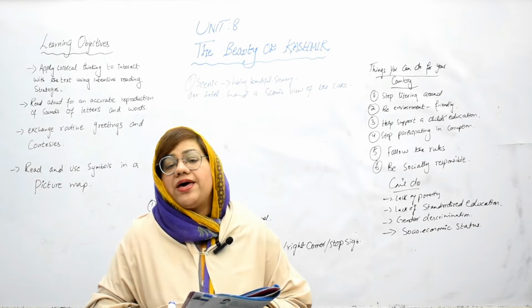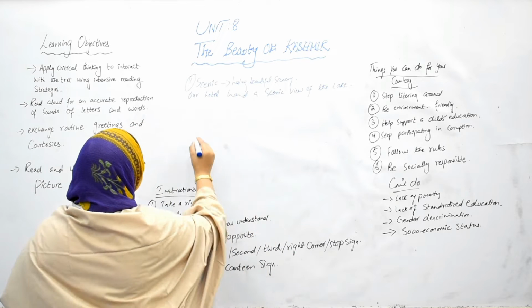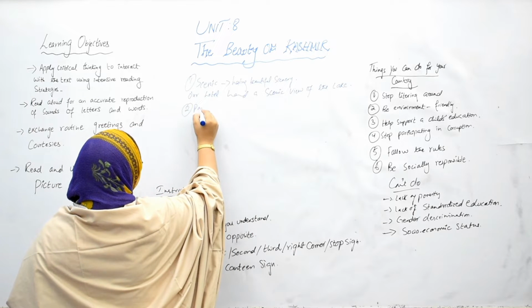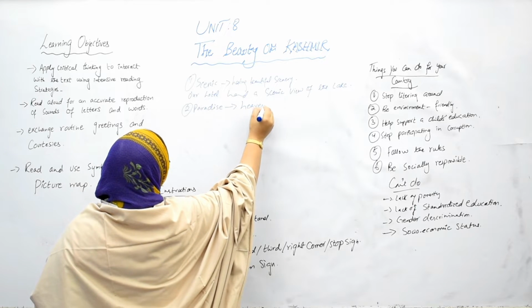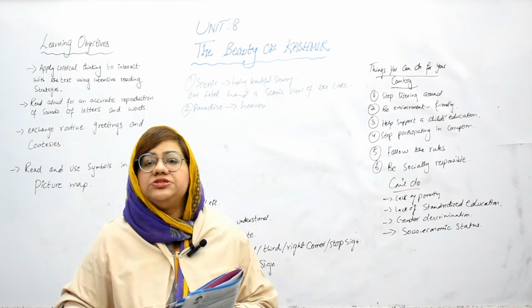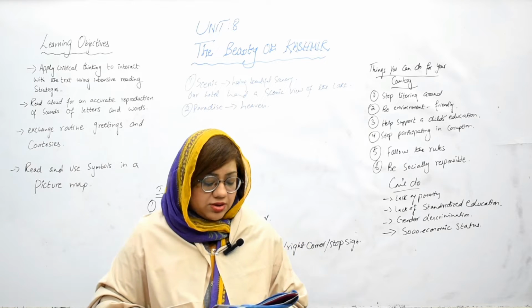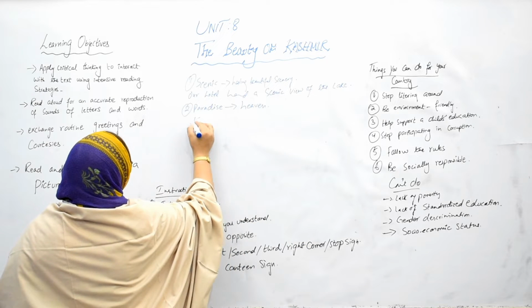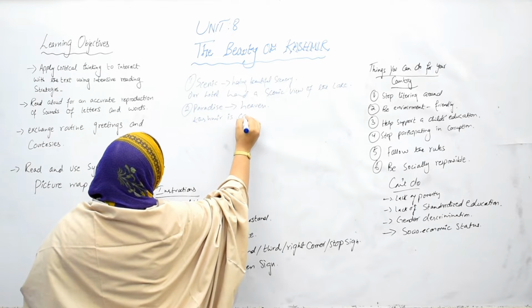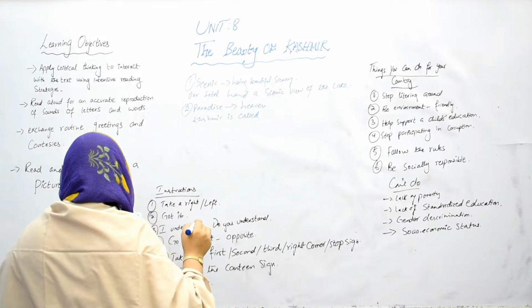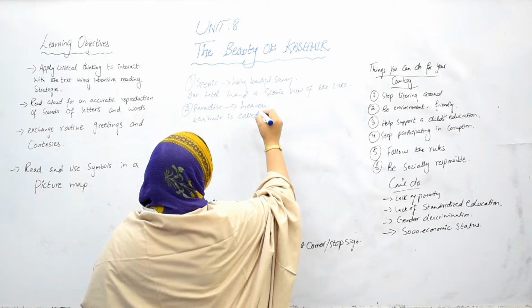Number 2 is paradise. Paradise means heaven. Paradise means heaven. Kashmir is called paradise on earth.